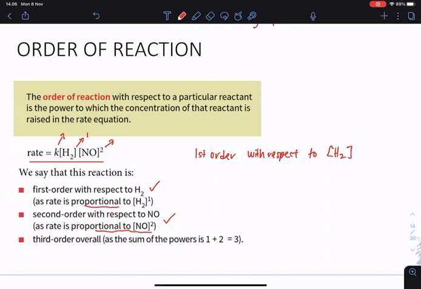The only thing extra we need to learn is what we call the overall order. Overall order is quite simple. You just need to add the orders. If this is 1, this is 2, so 1 plus 2 equals 3. They will ask you what is the overall order, just like that, and they won't ask you more than that. So you need to identify whether it's first order, second order, or zero order based on the experimental data.